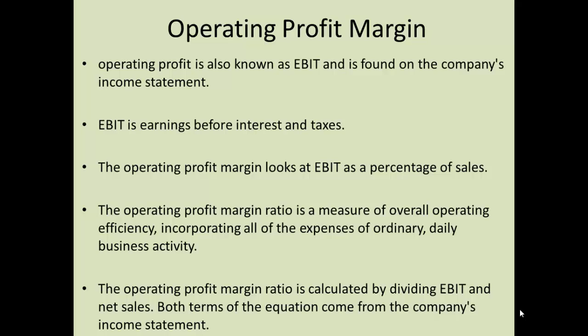The operating profit margin ratio is a measure of overall operating efficiency, incorporating all of the expenses of ordinary daily business activity. The operating profit margin ratio is calculated by dividing EBIT and net sales. Both terms of the equation come from the company income statement.